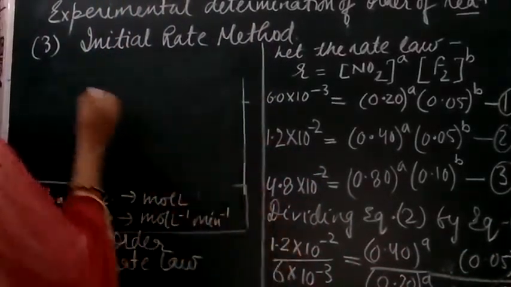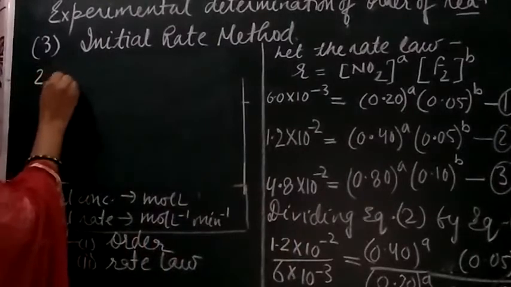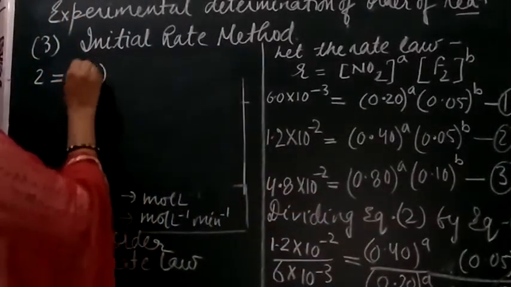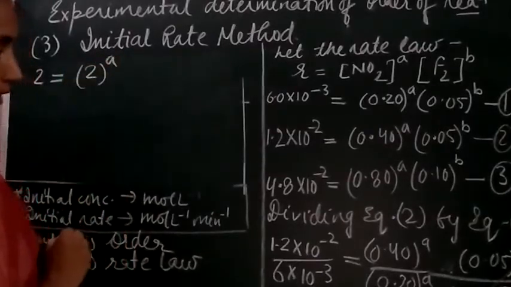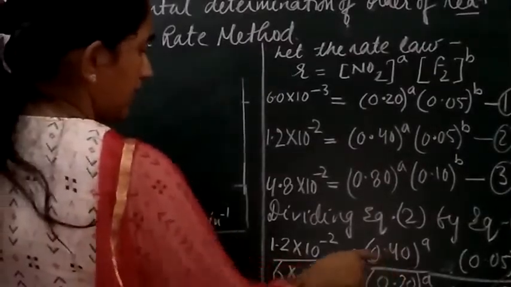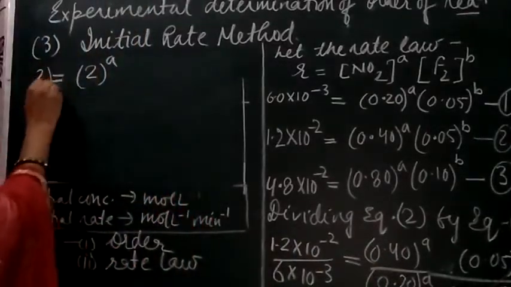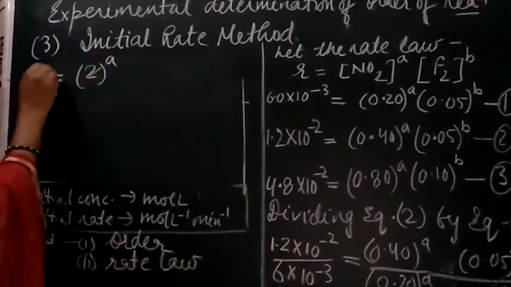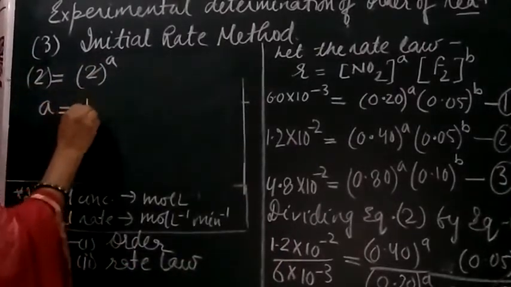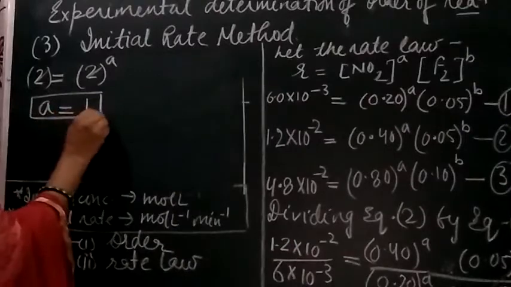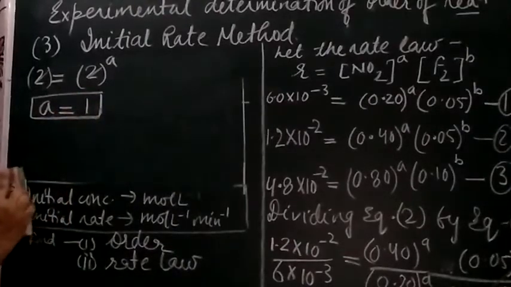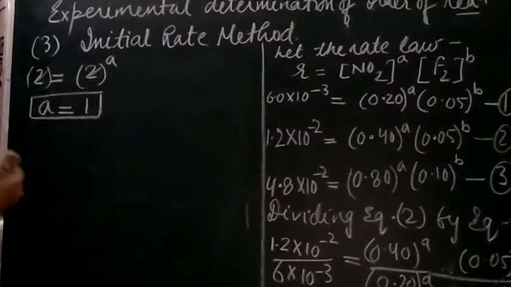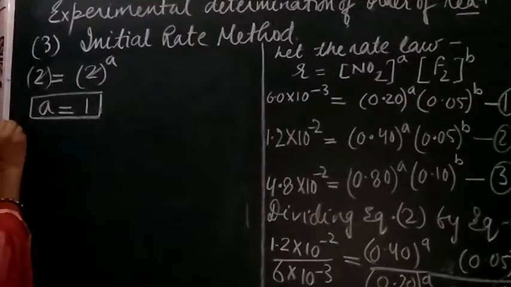Right. Now the remaining part we can write down as 2 into 2 raised to power A. Here it will also come 2, so 2 to 2 cancel. We are getting A equals to 1. Right, so we obtain the value of A here. Now similarly we can obtain the value of B.